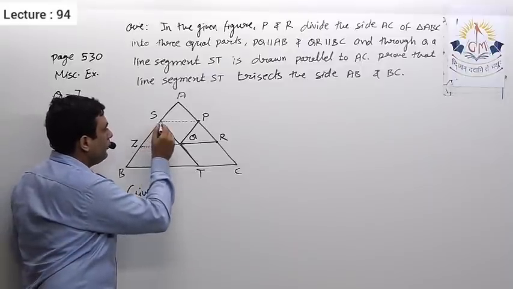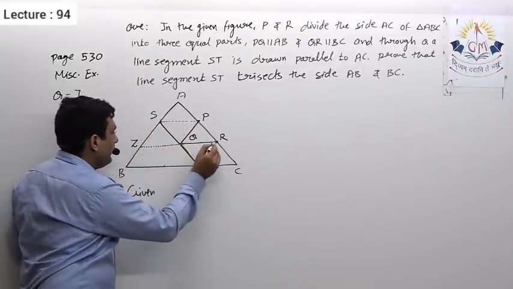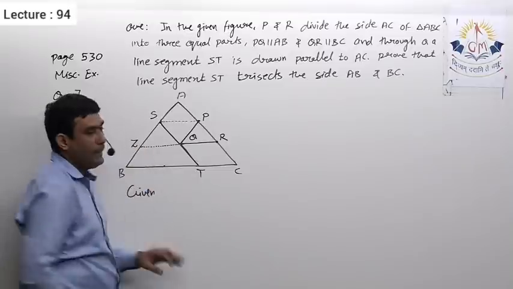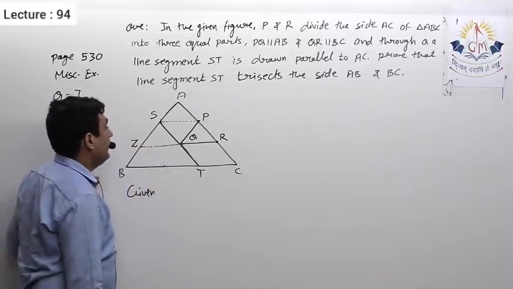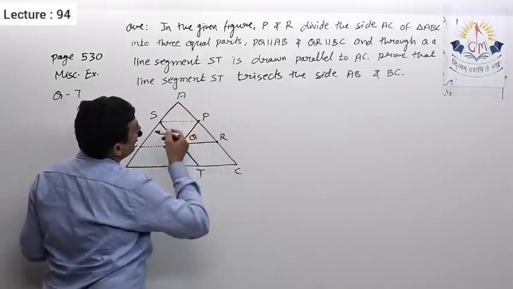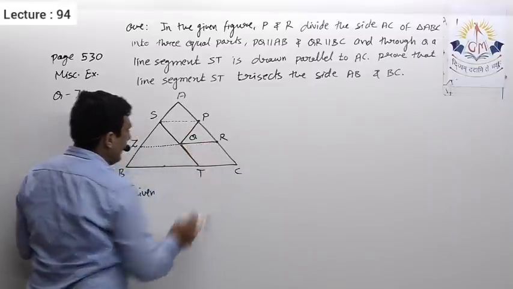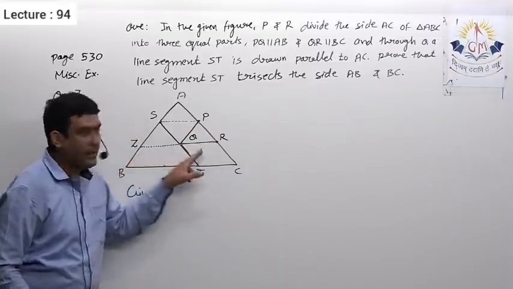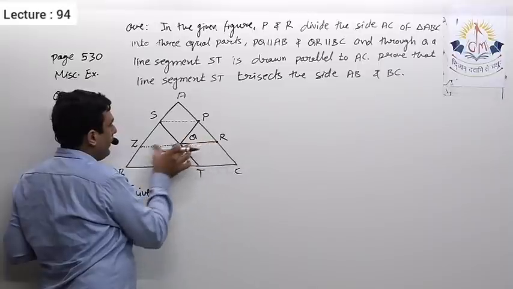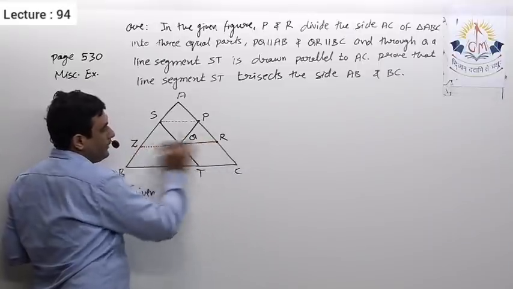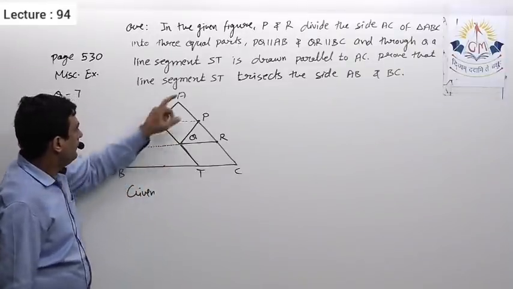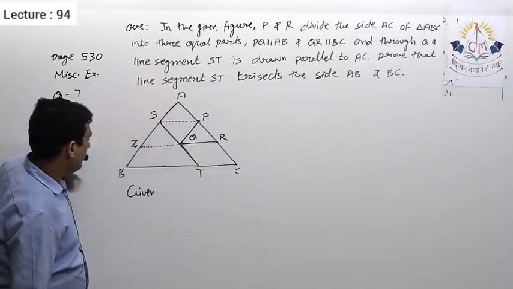Now if I am able to prove SP parallel ZR parallel BC, I can say AS equal to SZ equal to ZB by the intercept theorem, isn't it? Now to prove SP parallel ZR, it is also given that QR is parallel to BC. As QR is parallel to BC, it means I have ZR parallel BC. So the only target is to prove SP parallel QR, or SP parallel ZR. Anyhow, I have to prove these two lines parallel. If I am able to prove this, the first part is definitely over: AS equal to SZ equal to ZB.